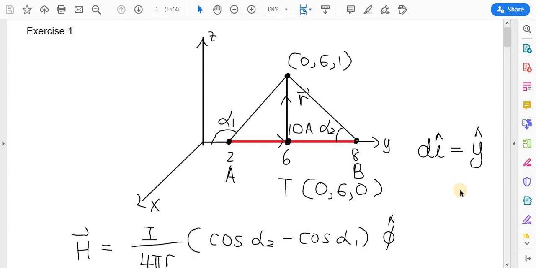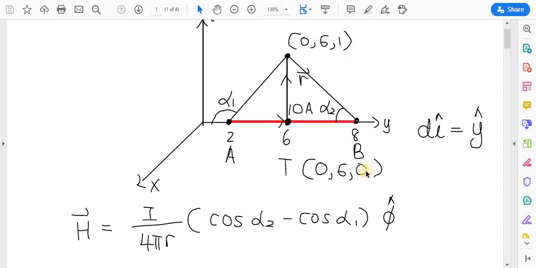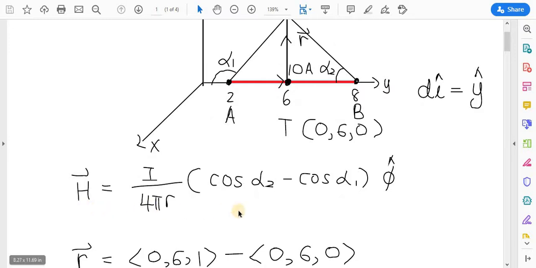According to the question, you have a current filament. The red line is the current filament, starting from (0, 0, 0) up to (0, 8, 0). This is the line, and this is the observation point located at (0, 6, 1). This is the equation that you have to use.